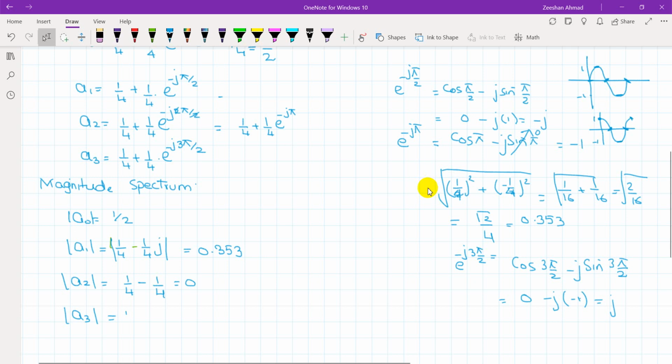Okay, so it means I will have 1 by 4 plus 1 by 4 j here, and it will be, I think, the same value as we have, which will be the same as 0.353, because when you take the square, minus and plus will give me the same values. So more or less the same, but only this will become positive in that case.